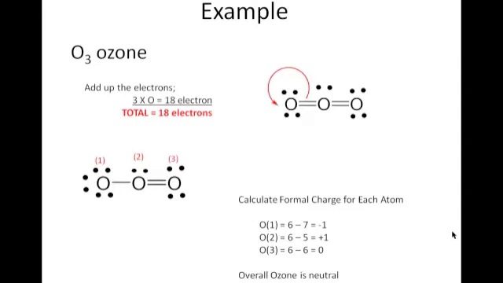Overall, my charge for ozone is 0, or ozone is neutral, and this would be the correct Lewis dot structure for the molecule ozone. Remember that we could not arrange the electrons in the same way that we arrange them for SO2 because oxygen cannot accept more than 8 electrons in its valence shell.